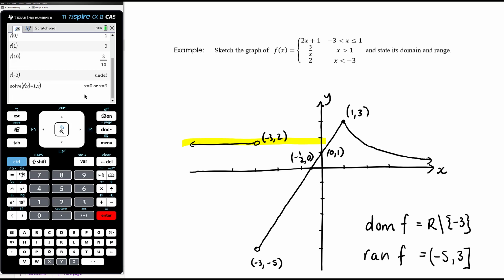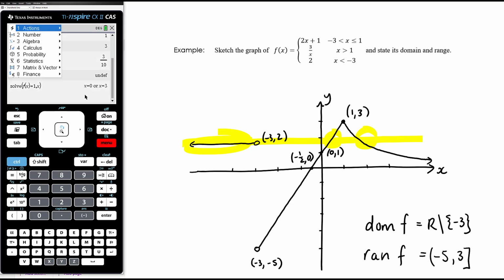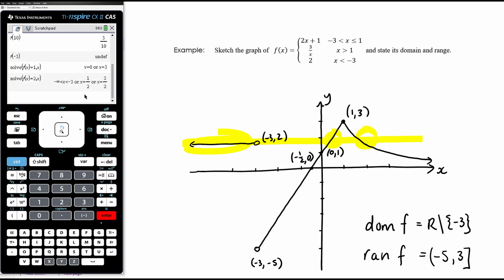Let's see what happens if we solve it equal to 2. There should be one solution here, but then there should be infinitely many solutions down here. I'm not sure what it's going to tell us. Let's try it. Solve it equal to 2. There you go. F of x is equal to 2 when x is anything from negative infinity up to negative 3, not including negative 3, or when x equals a half, or when x equals 3 on 2. Great.